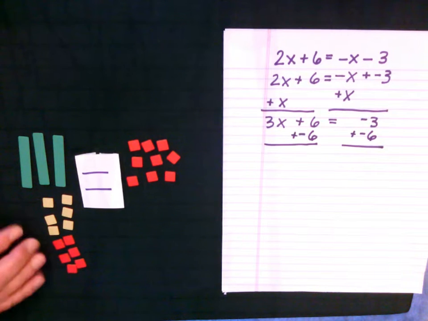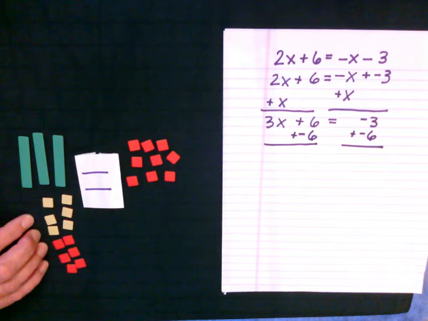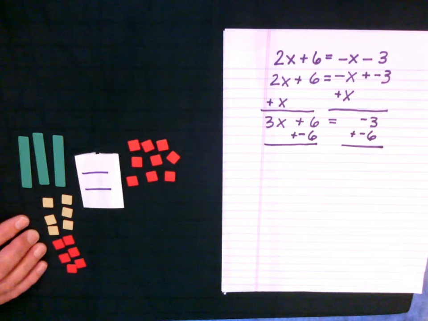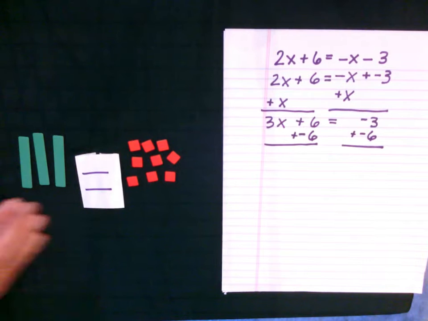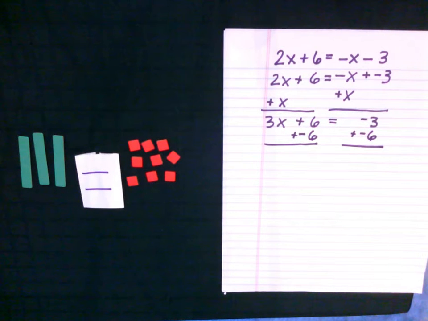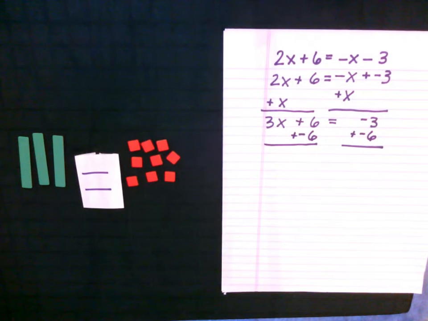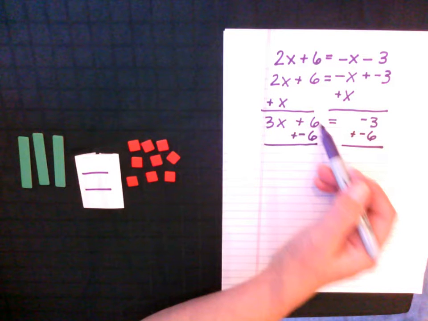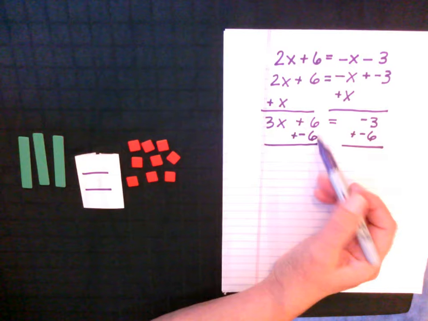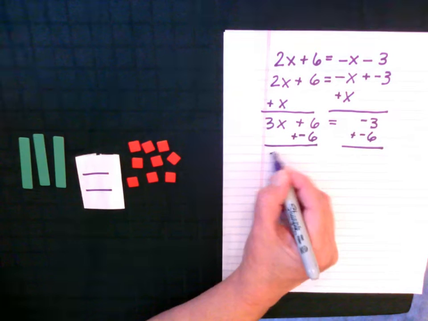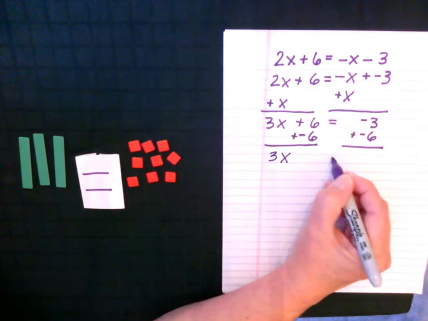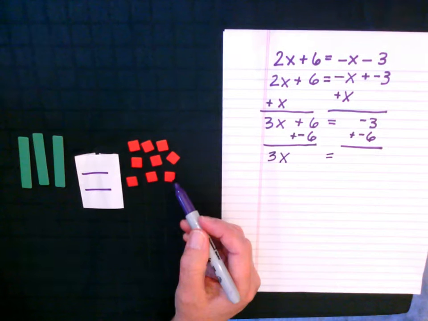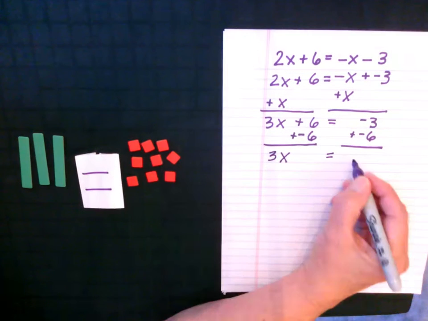Of course, there's some simplification that can happen on the left here. I have a bunch of 0 pairs, and so I'm going to just scoop them all up and get rid of them. In the paper pencil, the 0 pairs are this right here, plus 6 plus a negative 6, sums to 0. So I just have 3x left. On the right hand side, I can see I now have a negative 9.